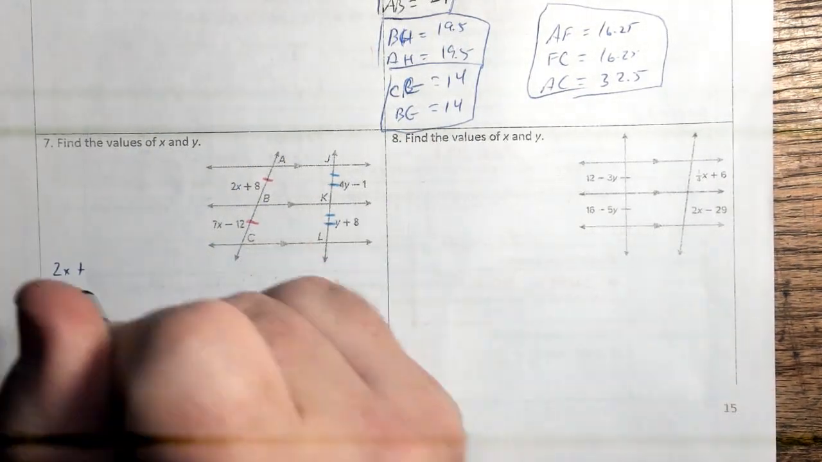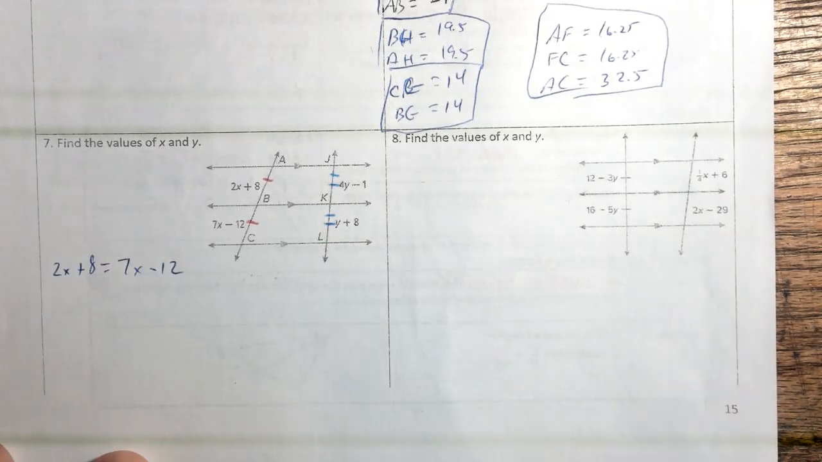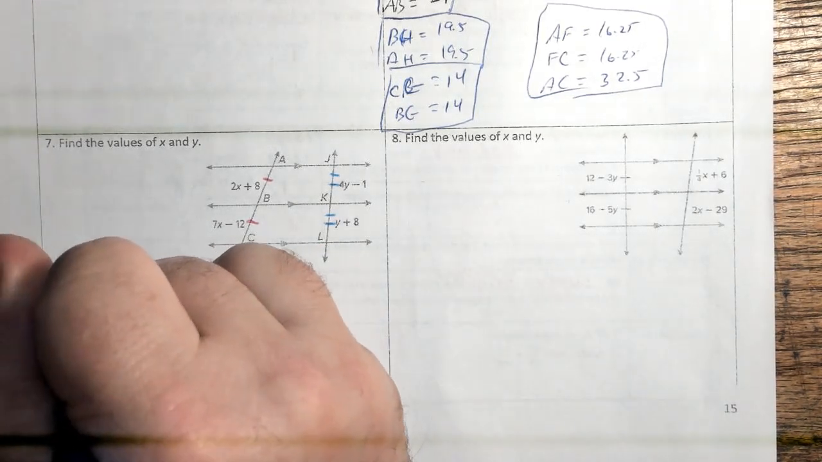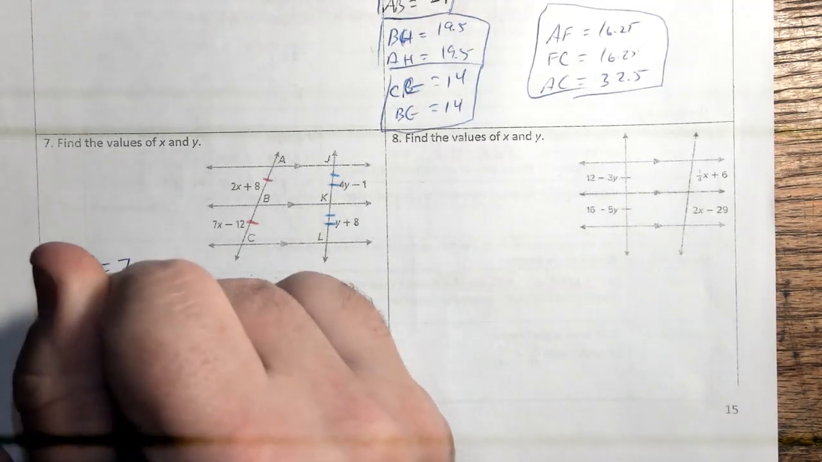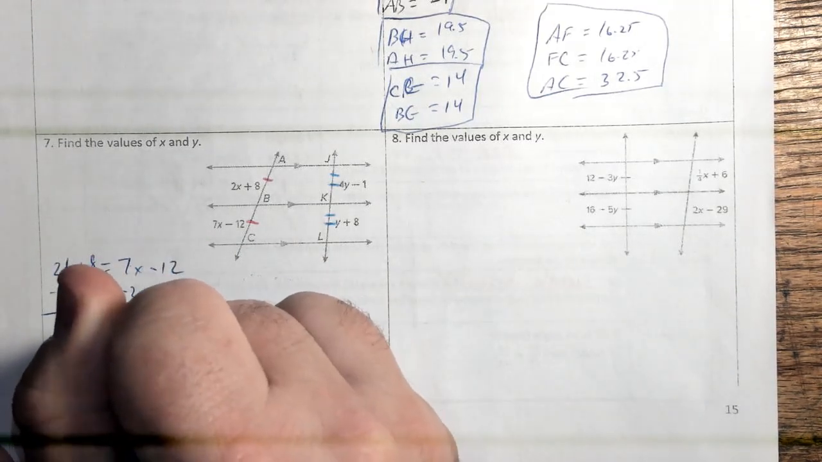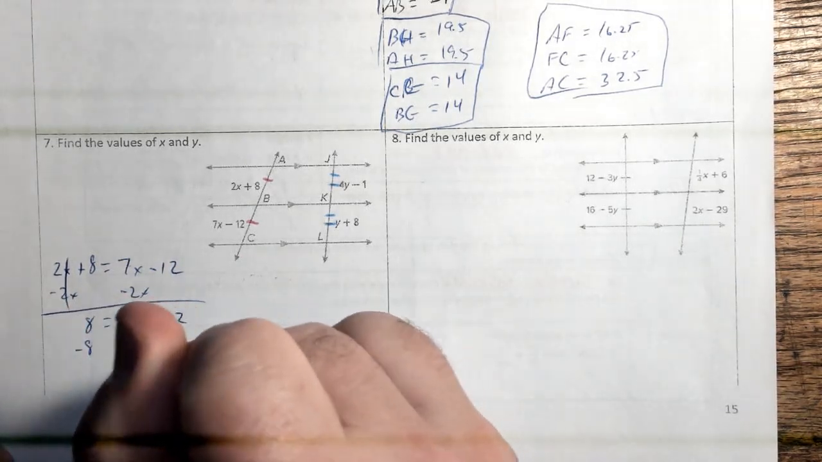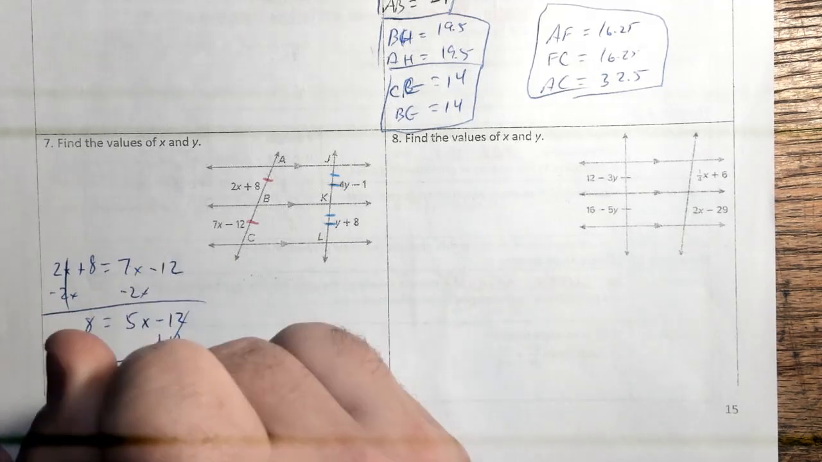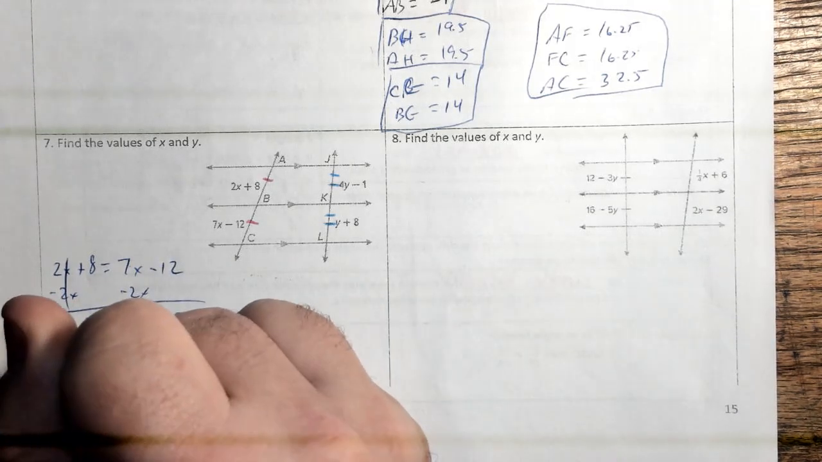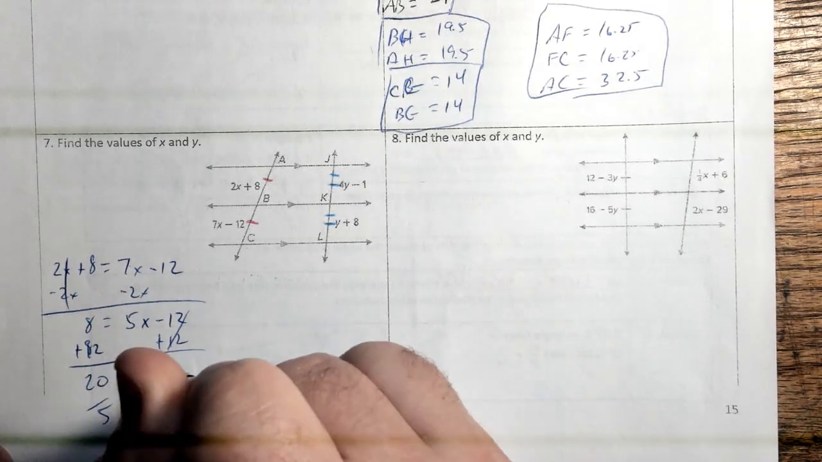2x plus 8 equals 7x minus 12. I like to take the smaller, so 2x it is. The x's cancel out, 8 comes down, 7x minus 2x is 5x, and the negative 12 comes down. Add the 12 to both sides. That cancels. 5x comes down. 8 plus 12 is 20. Divide both sides by 5. X equals 4.